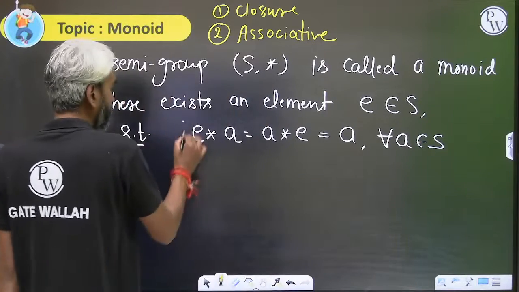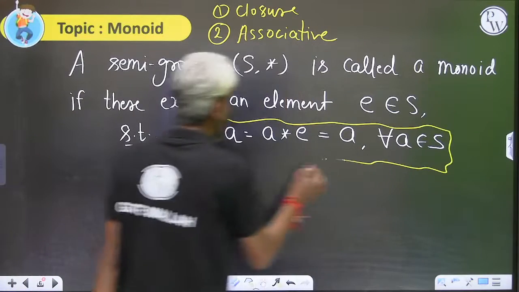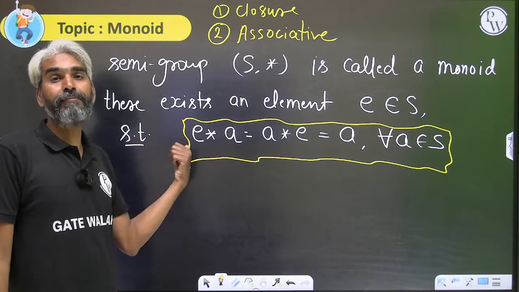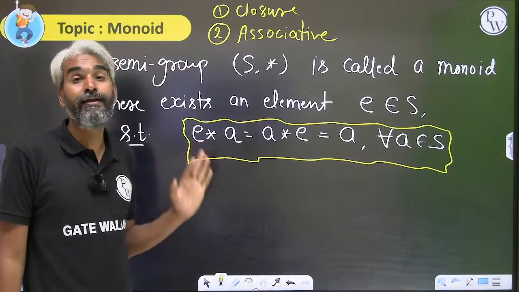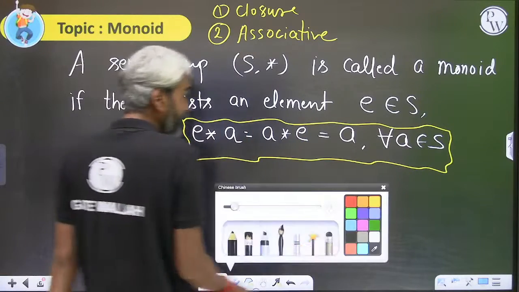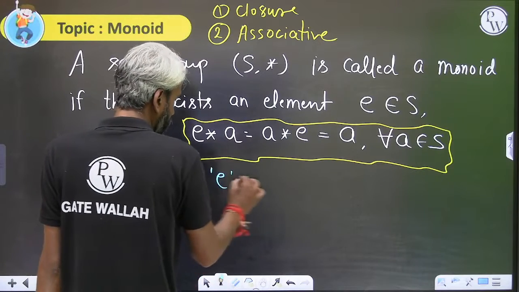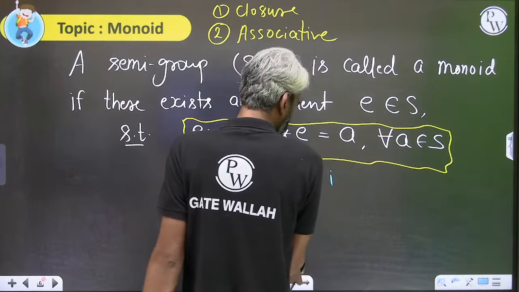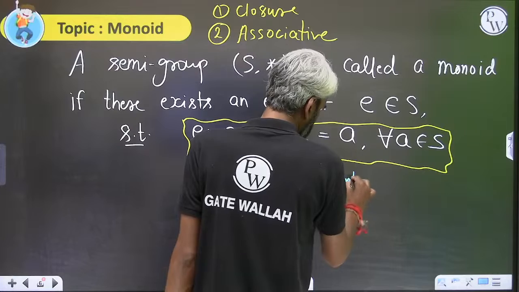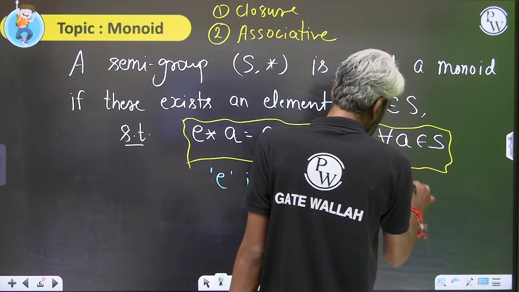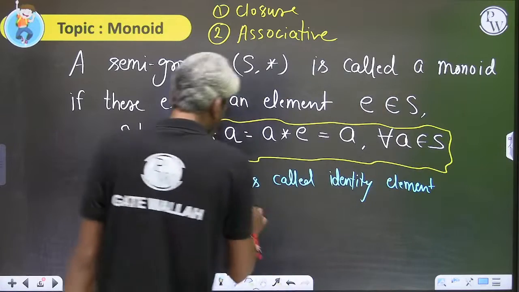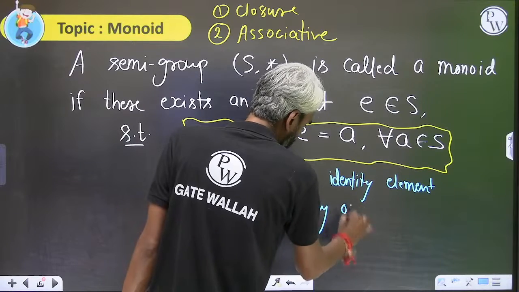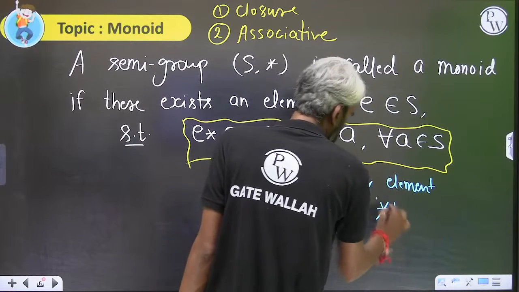What are we saying? In the set there should be an element E such that if you perform the binary operation of any element A with that element E, then the result should be A only, and such element E is called the identity element with respect to binary operation asterisk, whatever the binary operation.